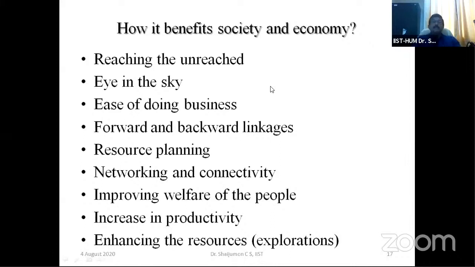When you try to develop space technology, on the one hand, your communication services are enhancing, your remote sensing capabilities are enhancing, and your agriculture sector is getting a lot of benefits. All these things come as a forward linkage. What is the backward linkage? While you develop this technology, a lot of backward industries are also developing in the country.